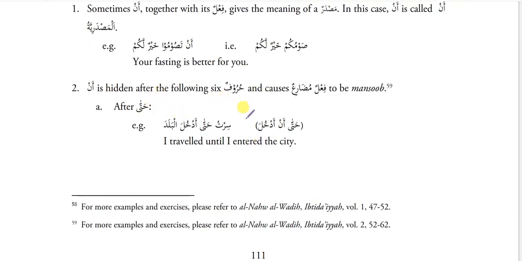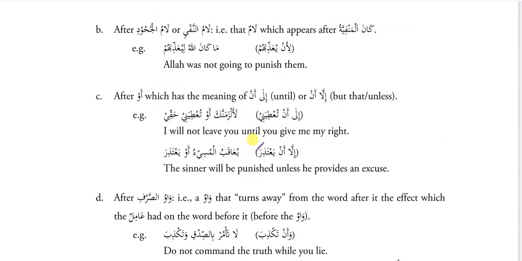Now, an is hidden after the huruf and fi'l muzare is mansub, like hatta. Then we have lamul juhud and lamul nafi. I will tell you what all these things are, lamul juhud and lam nafi. Simply just remember, lamul juhud means a lam which comes to deny something, or lam nafi. Lamun nafi is used to deny something, and lam juhud is denial with emphasized meaning or empowered meaning.